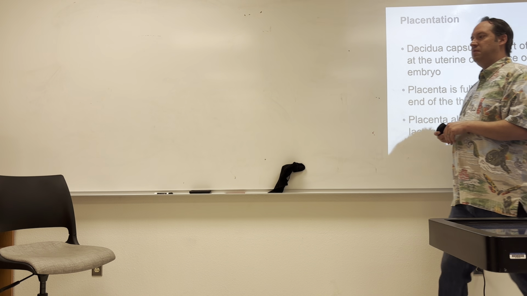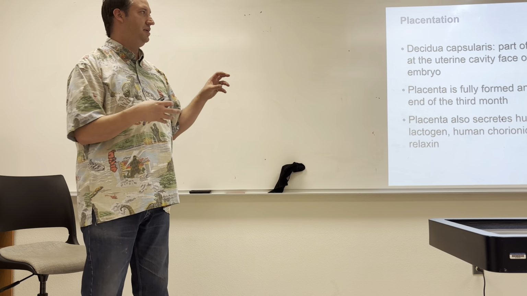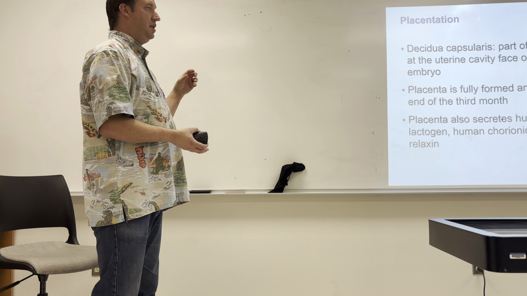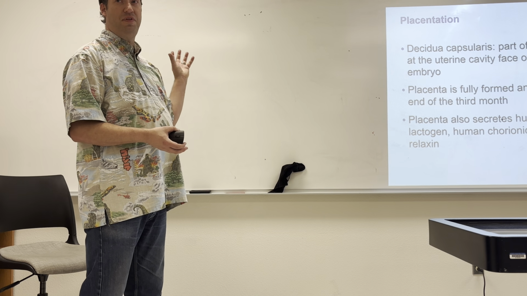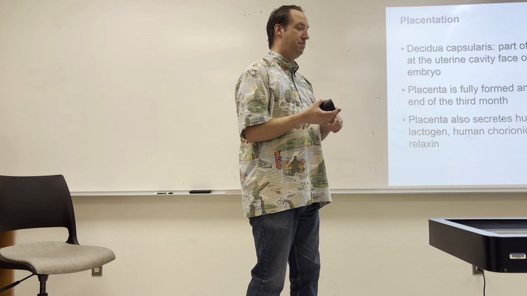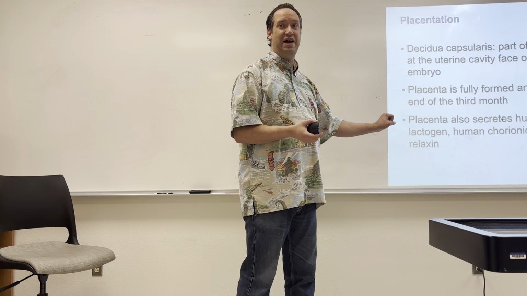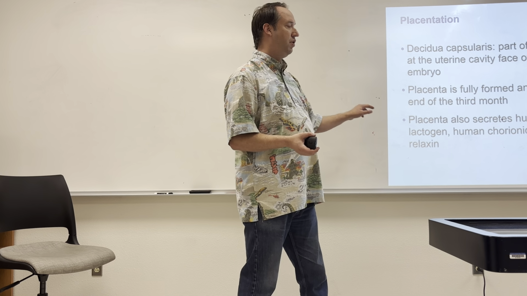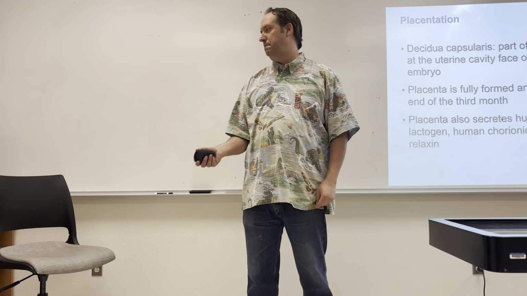So the endometrium, so that the decidua capsularis is the part of the endometrium that faces the implanted embryo. The placenta is going to be fully formed by about the third month, and it's going to make its own hormones. It's going to make progesterone. It also makes human placental lactogen, which we'll talk about in just a bit, chorionic thyrotropin, and relaxin. And we'll talk about these hormones in just a minute.